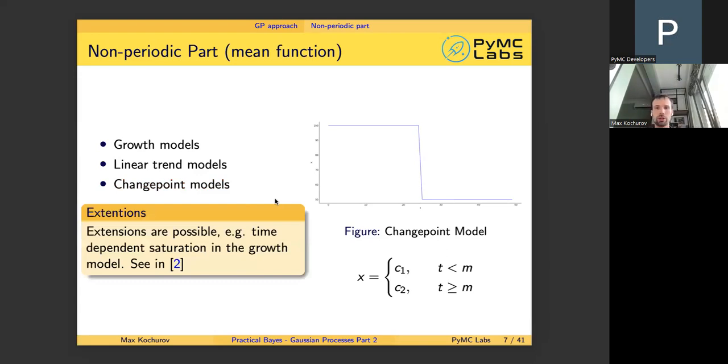There can be many other examples of mean functions. They can be arbitrarily complex. So it's up to you to experiment with anything that sounds reasonable for a specific domain. You're not restricted to just having something linear or exponential.